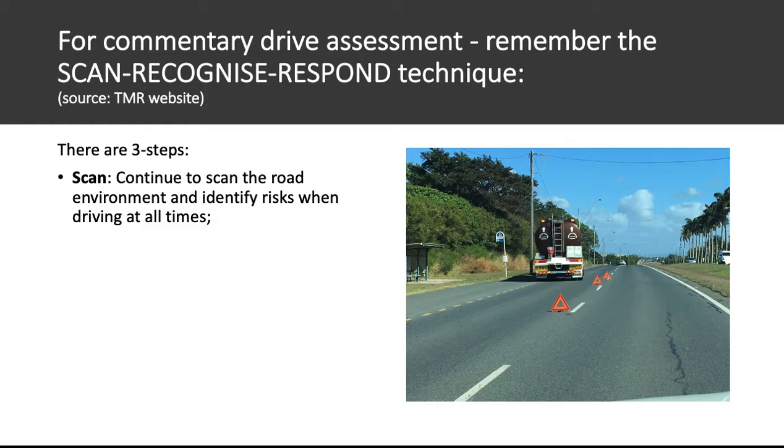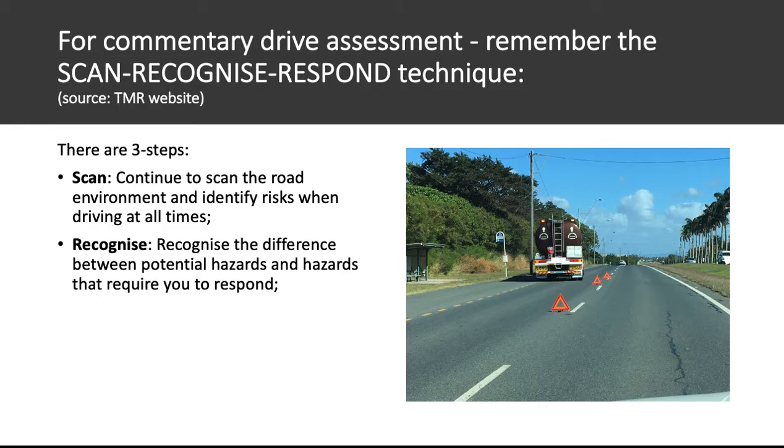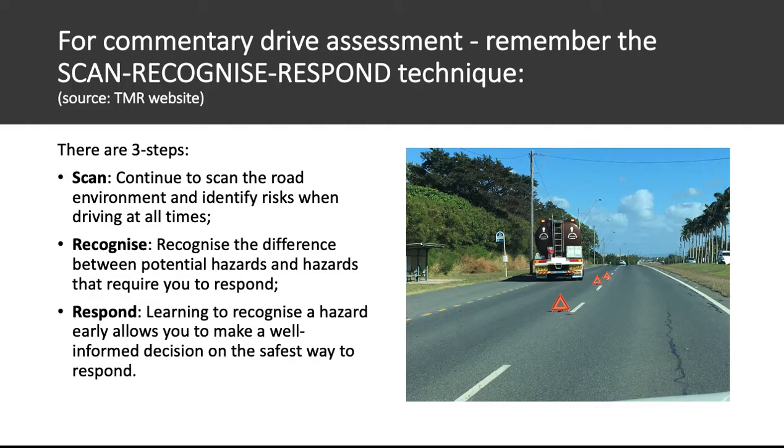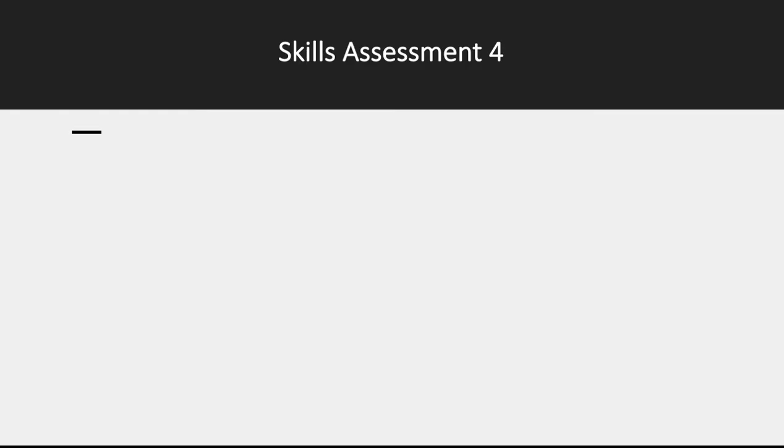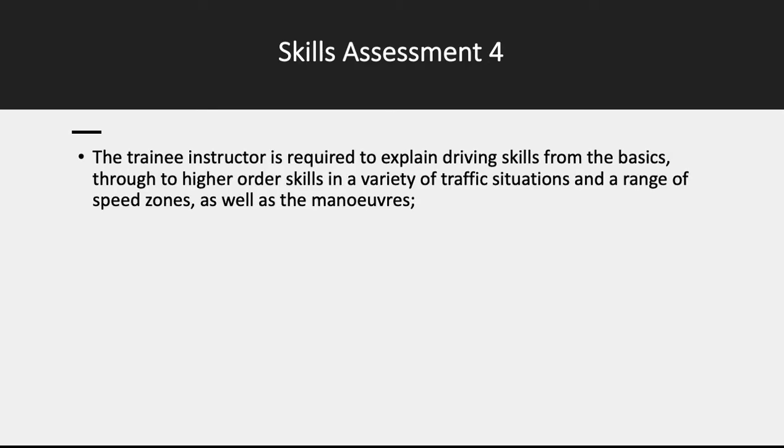First of all, scan the road environment. Continue to scan the road environment and identify risks when driving at all times. Next, recognize. Recognize the difference between potential hazards and hazards that require you to respond. And finally, respond. Learning to recognize a hazard early allows you to make a well-informed decision on the safest way to respond.